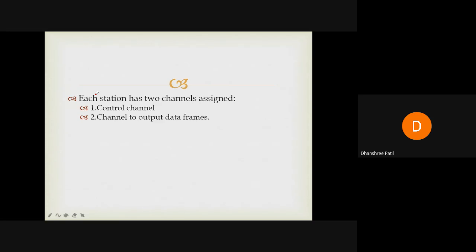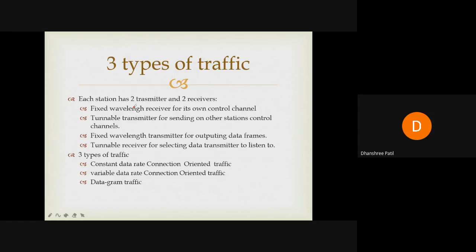Now next, each station has two channels, so that we have already seen. Now suppose each station has two transmitters and two receivers. Okay, each station has two transmitters and two receivers. What are these? See here, a fixed wavelength receiver, okay, one fixed wavelength receiver for its own control channel.